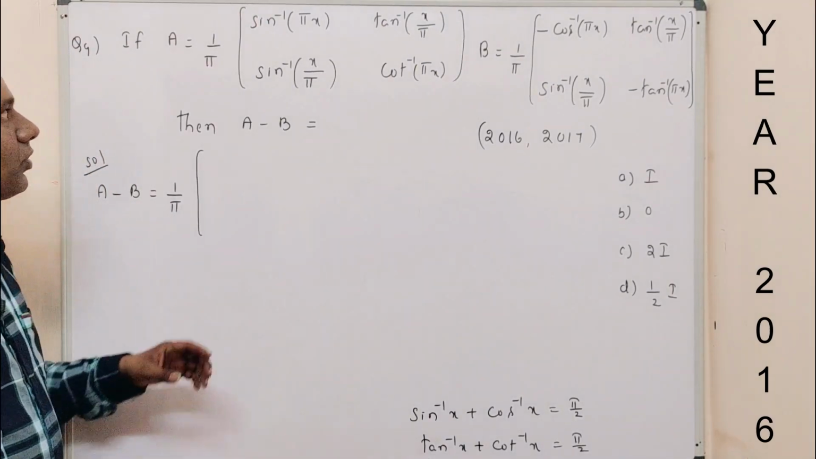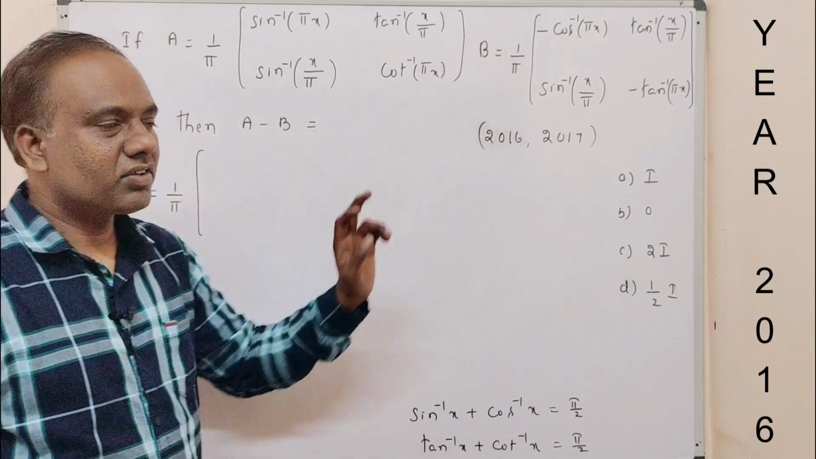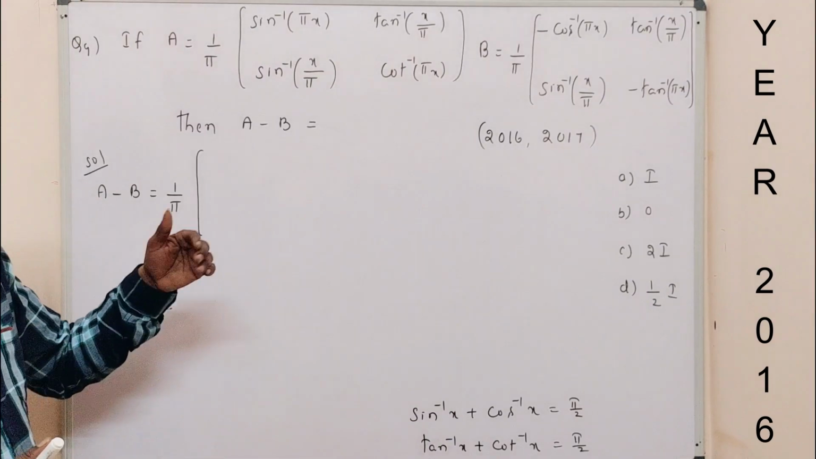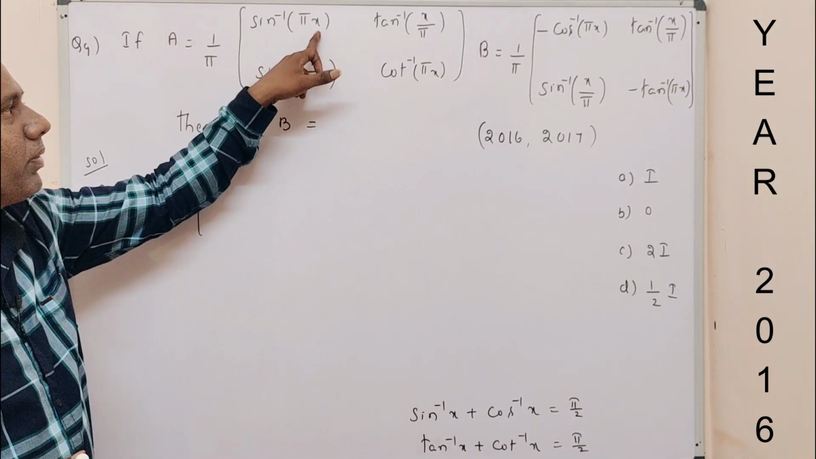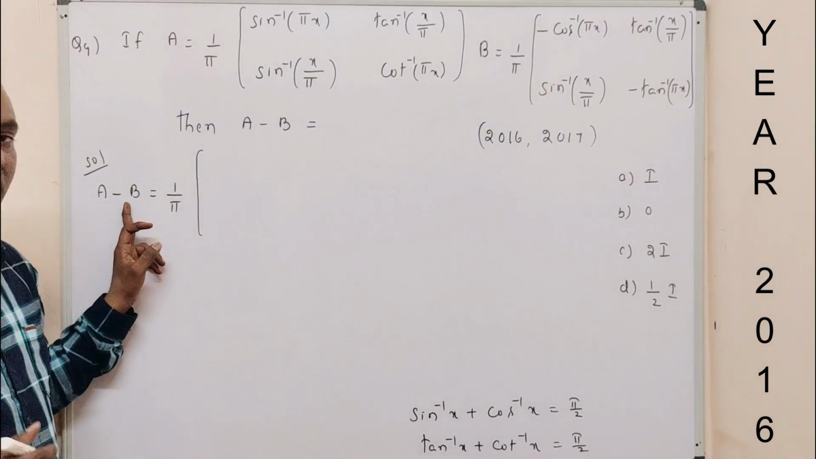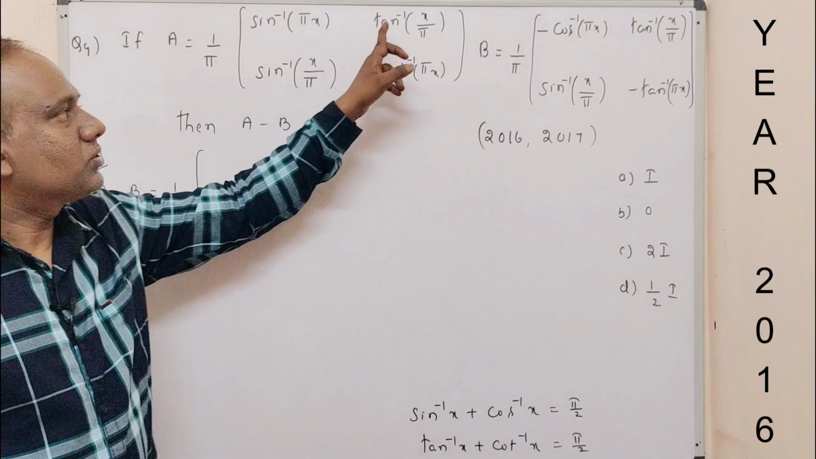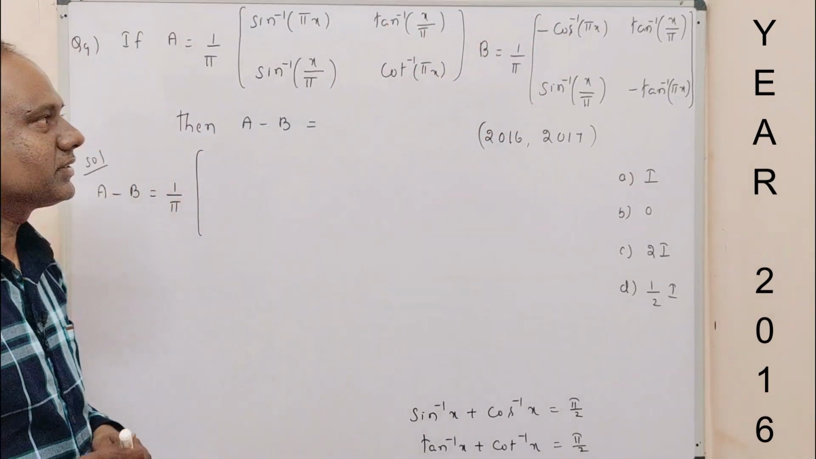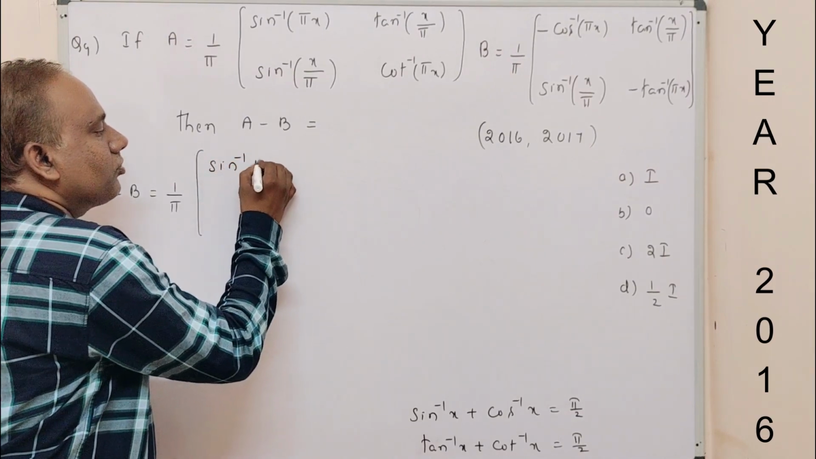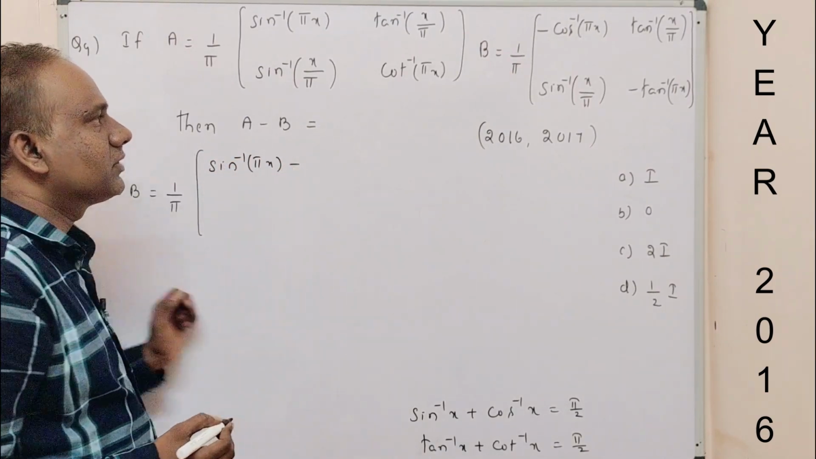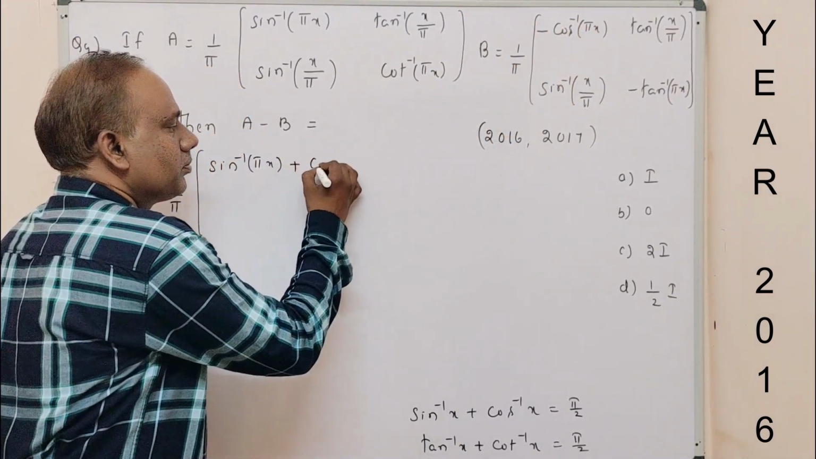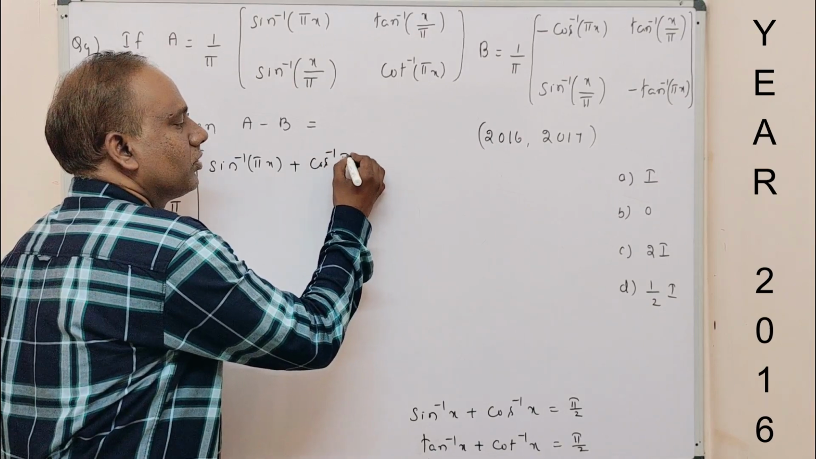So A minus B is equal to, here 1 by pi is common. That's why I take 1 by pi here, so I write the direct answer. Sine inverse of pi x. Here it is minus, no? Actually here we are doing subtraction, so minus of minus is plus. So sine inverse of pi x minus, it is minus cos inverse of pi x. Now minus into minus is plus cos inverse of pi x.